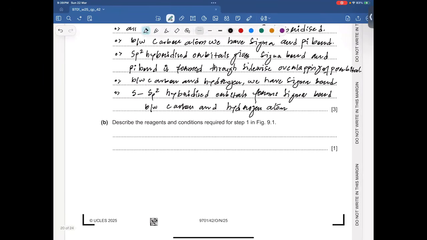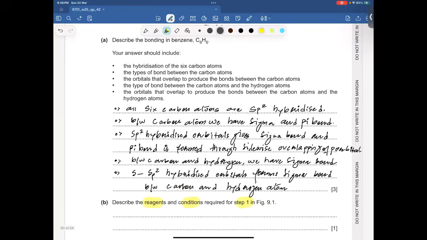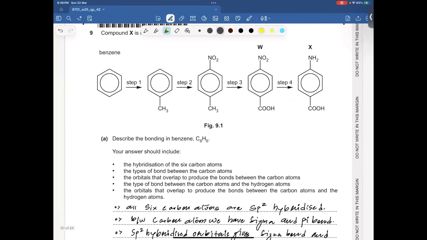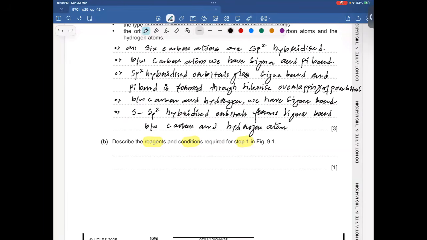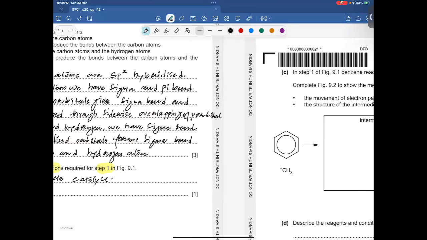Describe the reagents and conditions for step 1. So step 1 is basically alkylation because an alkyl group is attached to the benzene ring. So for alkylation, we need alkyl halide and it must be chloromethane, and the condition is AlCl3, which is acting as a catalyst. Okay. Let's move on to the next page.